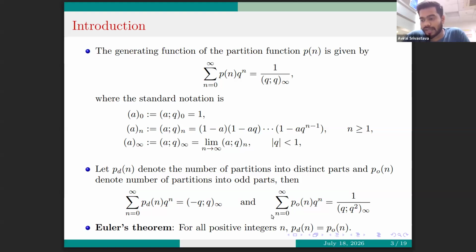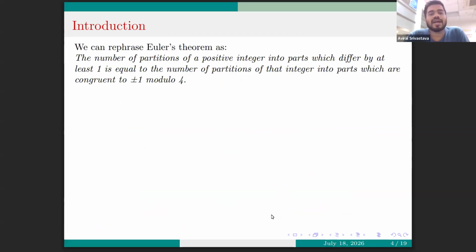Now, Euler did very fundamental work, a widely known theorem in partitions, Euler's theorem, which says that the number of partitions into distinct parts is exactly equal to the number of partitions into odd parts. We can rephrase Euler's theorem as follows. The number of partitions of a positive integer into parts which differ by at least 1, that is basically distinct parts, is equal to the number of partitions of that integer into parts which are congruent to plus or minus 1 modulo 4, that is exactly the odd parts.